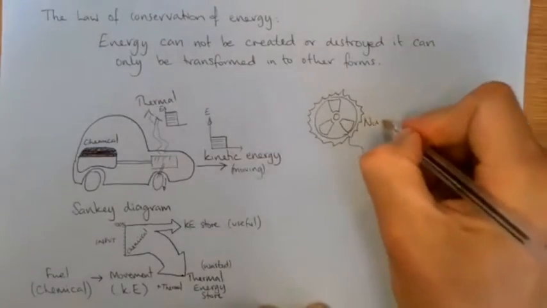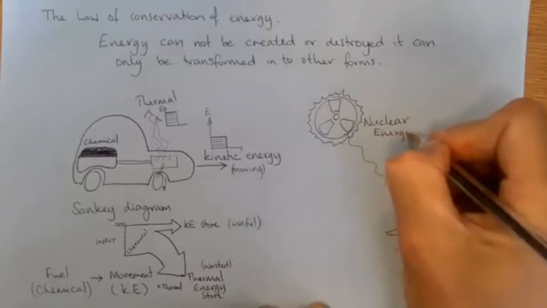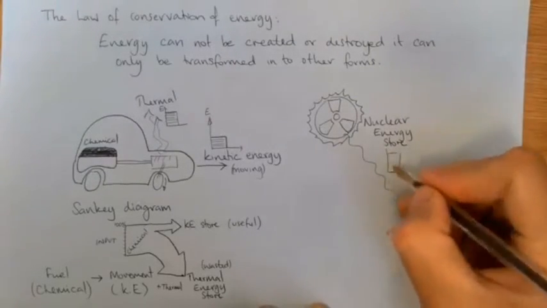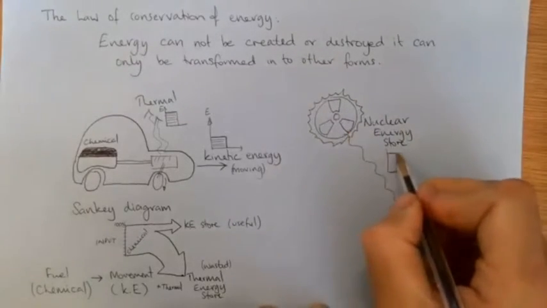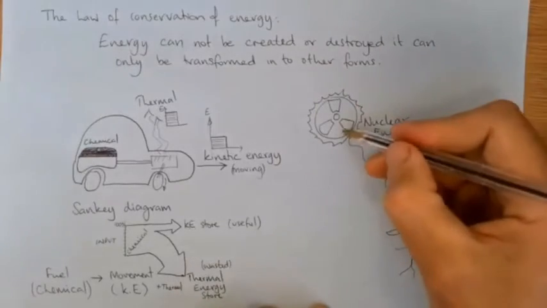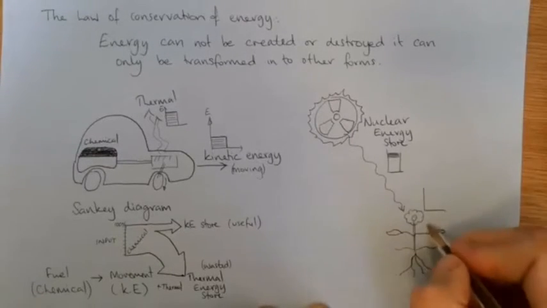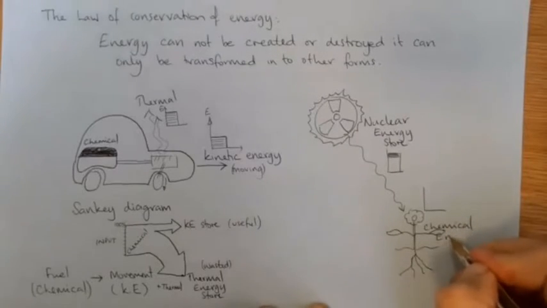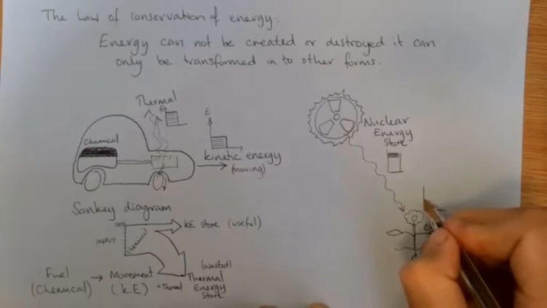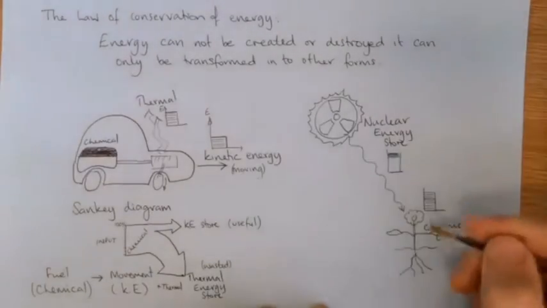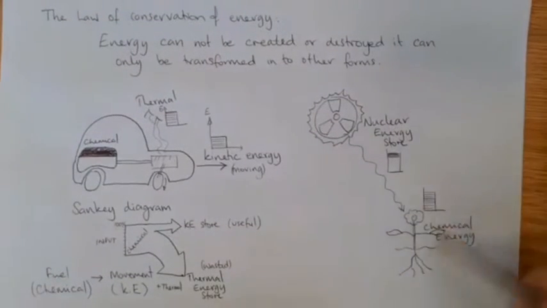So we've got nuclear energy store, like that, and as that nuclear energy is used up, albeit really slowly because there's so much, it comes down, it's emitted, the energy is transferred as light, and then the chemical energy store is going to go up as the plant turns that light, well, turns the carbon dioxide and water into the molecules that it needs to grow.